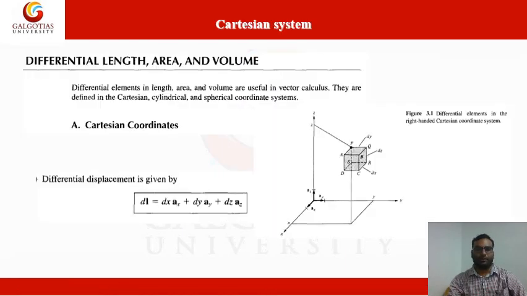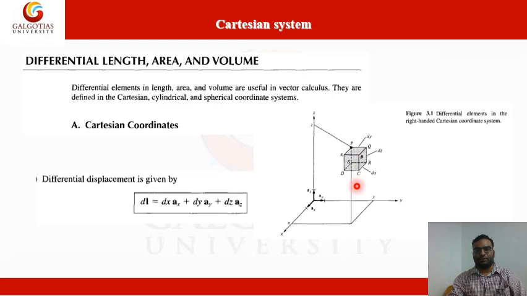So let's come to the topic: differential length, area and volume in the Cartesian system. Differential elements in length, area and volume are useful in vector calculus. They are defined in the Cartesian, cylindrical and spherical coordinate systems. As you see in the figure, we take a cuboid in space, with x, y and z as the coordinates. This az is in the z direction, this ay is in the y direction, and this ax is in the x direction, and we have the differential length in the respective directions.